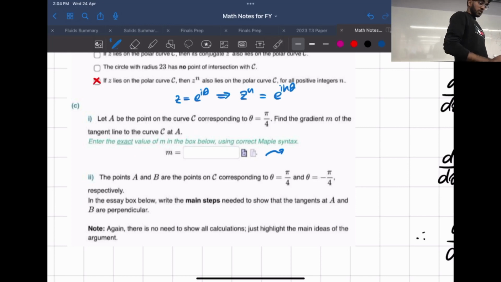Okay? The only problem is that we have x in terms of theta. So what rule do we have to use to find dy dx? Chain rule? We're going to have to use chain rule, right? So dy of dx. Oh, yeah, you don't need it. But the other way around. Oh, yeah.